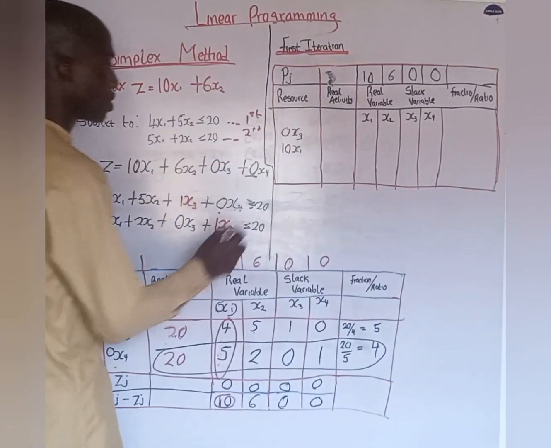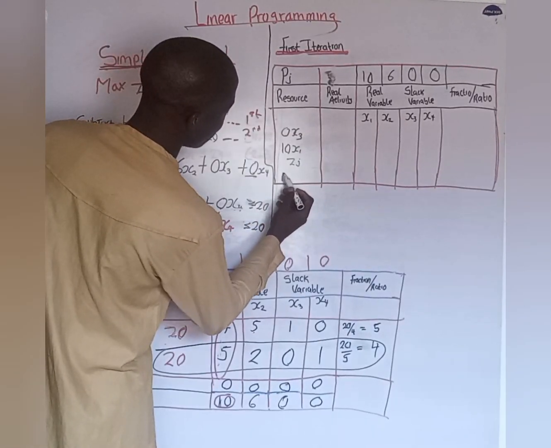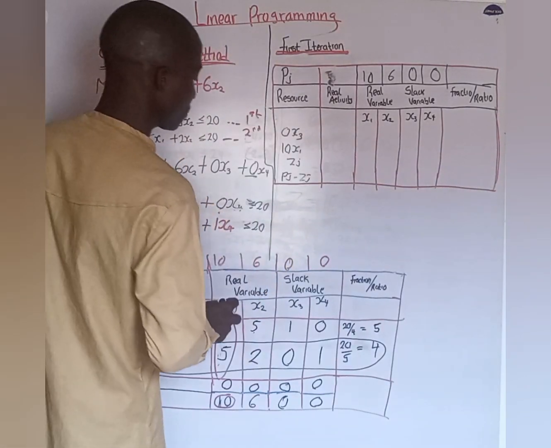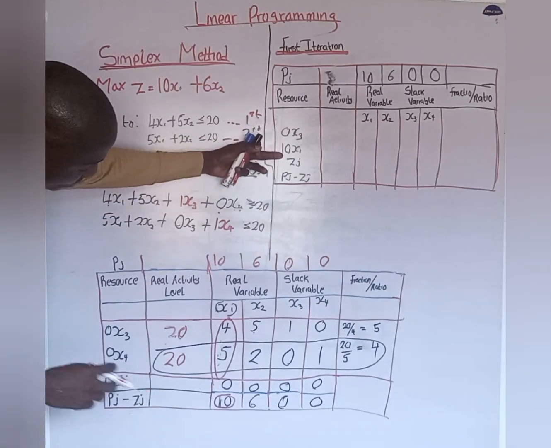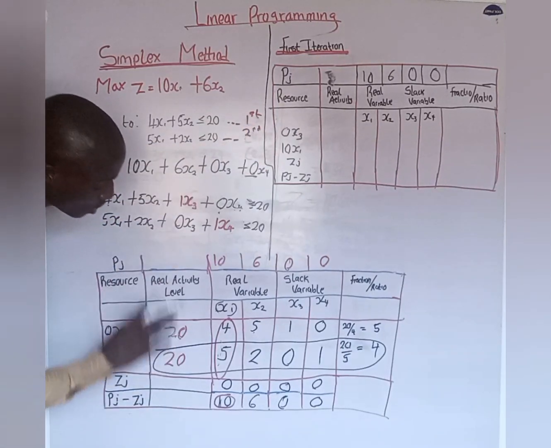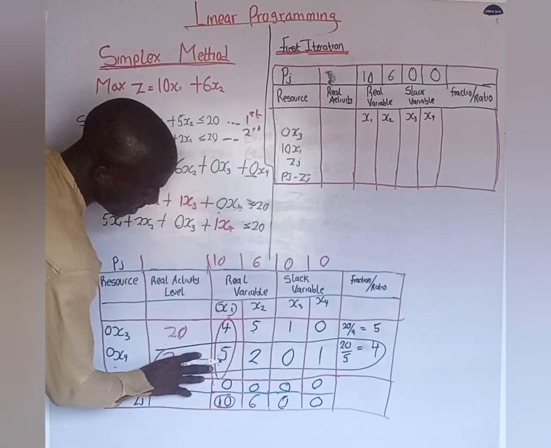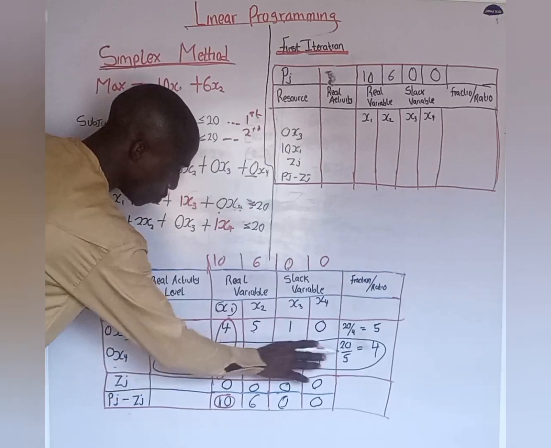Now let's proceed with our calculation. Don't forget that we have to look for the value of zj in this also, and we have to find the value of pj minus zj. Now we got to this place. The next thing that you are going to be doing is to make your key element 1 by dividing the whole row with your key element.